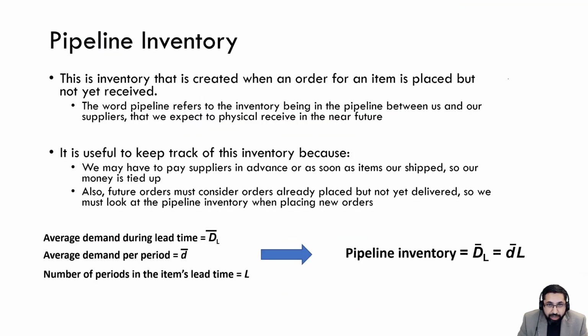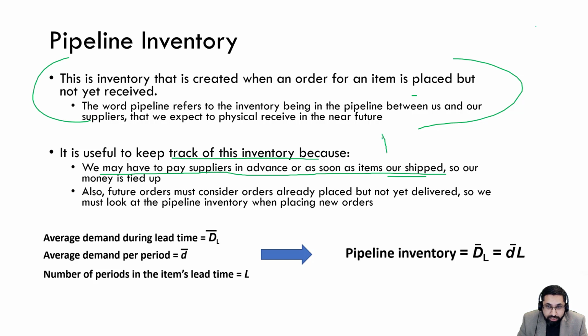Pipeline inventory is created when an order for an item is placed but not yet received. So this is inventory that is in the pipeline. It is going to be available in the future to sell, and if you've already paid for it, it has to be on our books, because you've invested money in it, but it's not ready. It's on a truck or on a ship somewhere being transported. It is useful to keep track of this inventory because we may have to pay suppliers in advance or as soon as our items are shipped.